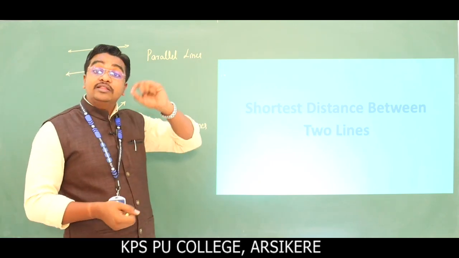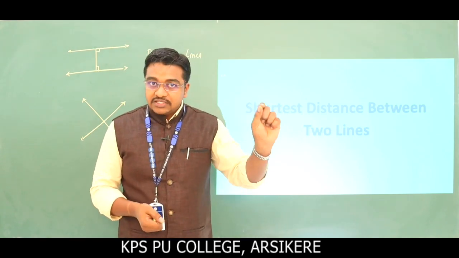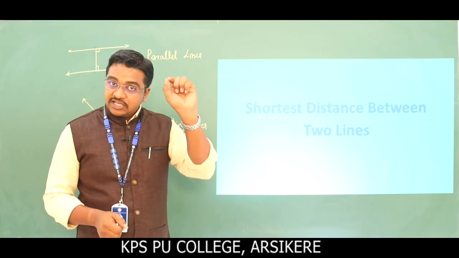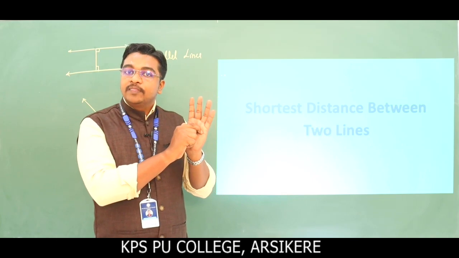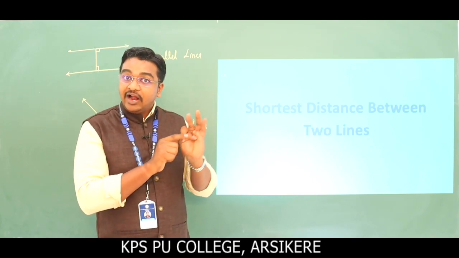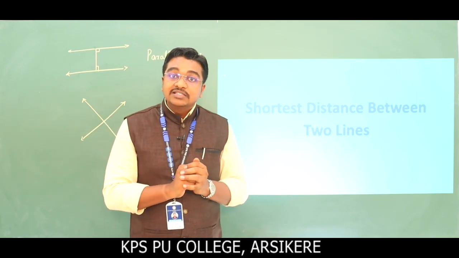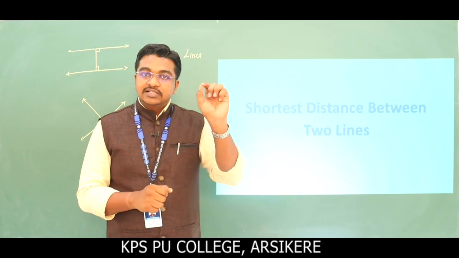So we get another set of lines when you consider two lines. Those lines we call skew lines. Skew lines are non-parallel, non-intersecting and non-coplanar. Understood, children? Those lines we call skew lines.